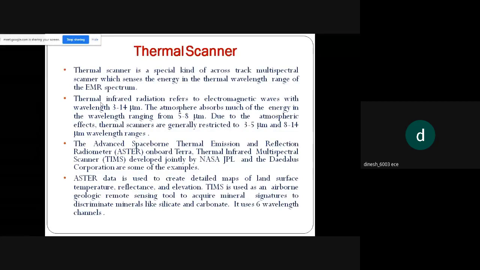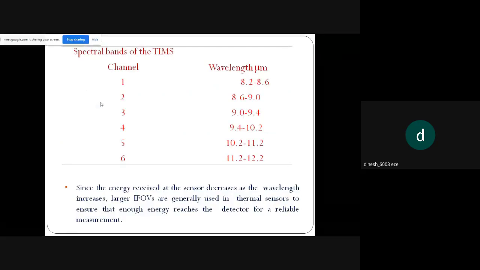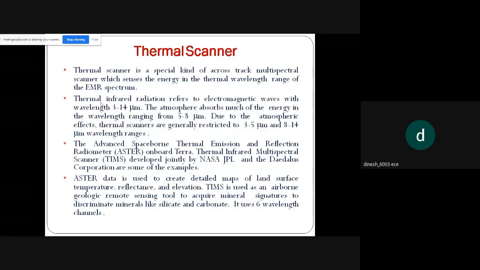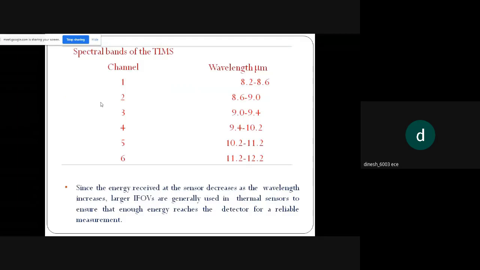This thermal infrared multispectral scanner is used as an airborne geologic remote sensing tool to acquire mineral signatures to discriminate minerals like silicate and carbonate. This uses six wavelength band channels. The six bands of the TIMS are shown here. Channel 1 is 8.2 to 8.6 micrometers, channel 2 8.6 to 9, channel 3 9 to 9.4, channel 4 9.4 to 10.2, channel 5 10.2 to 11.2, and channel 6 11.2 to 12.2 micrometers.